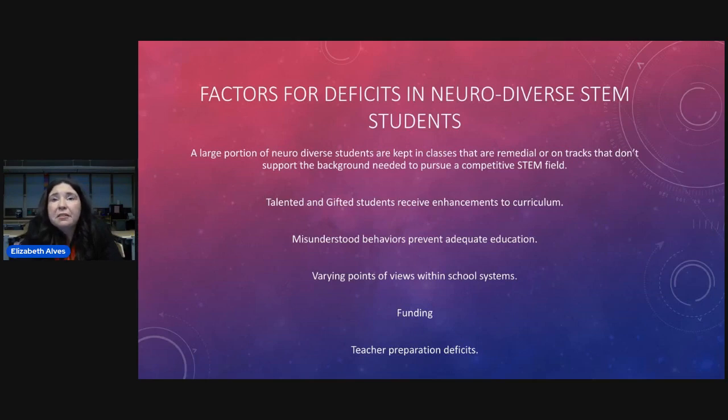We also have misunderstood behaviors that end up preventing adequate education. So a lot of the behaviors that you might see with the neurodiverse population, especially the ADHD students, end up getting penalized and being pulled out of classes, and then you really aren't able to work with them. So it's really important that we educate our staff, educate our teachers on how to deal with those behaviors appropriately, and really get them to work with you instead of against you. And there's, of course, varying viewpoints on what students should learn, and which students should learn it. And there's funding.